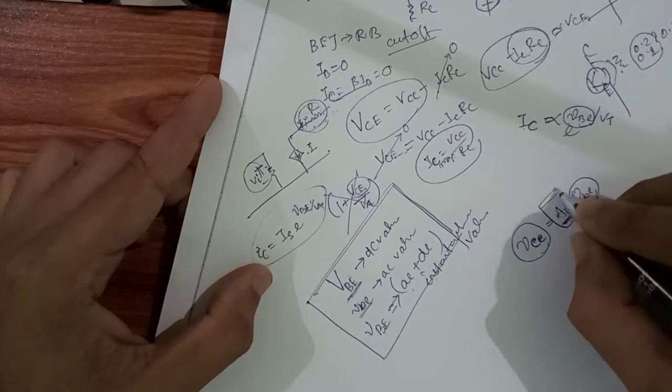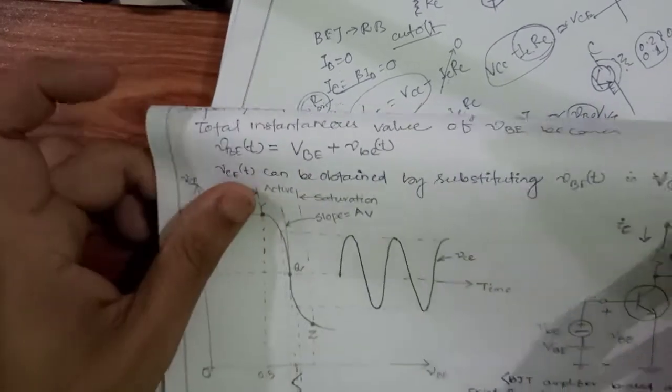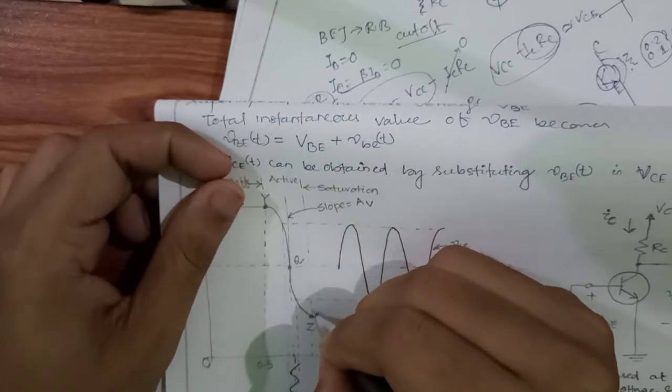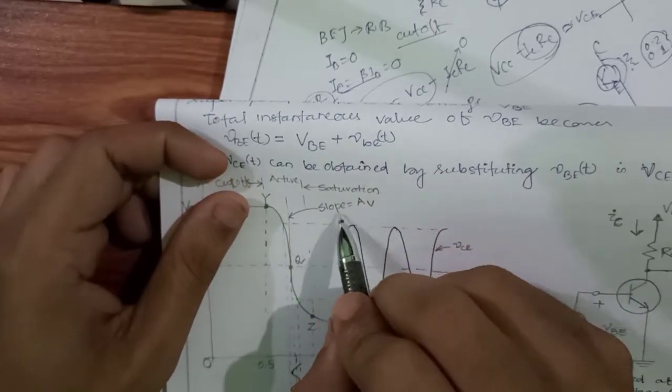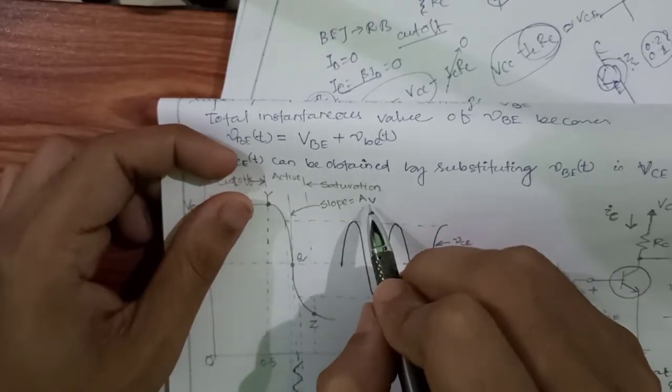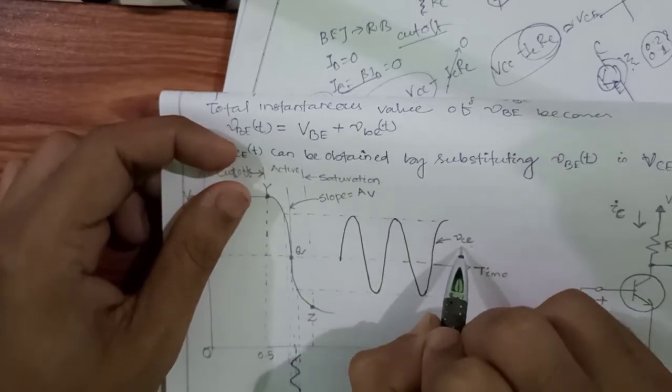AV is nothing but the gain, and that gain is nothing but the slope of this curve, the YZ curve. Okay, the slope of this YZ curve gives me the gain. You see, the slope is nothing but AV. So vbe multiplied by AV will give me vce.